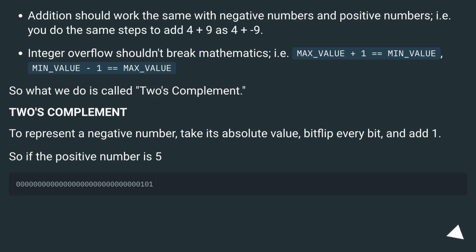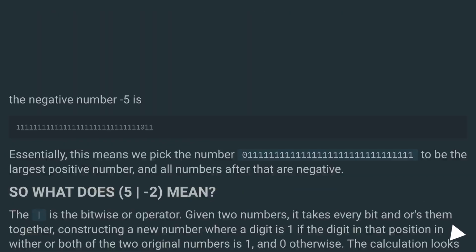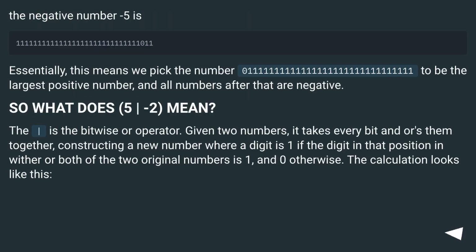Integer overflow shouldn't break mathematics, i.e. max_value plus 1 equals min_value, and min_value minus 1 equals max_value. So what we do is called 2's complement. To represent a negative number, take its absolute value, bit flip every bit, and add 1. So if the positive number is 5, the negative number minus 5 is as follows.